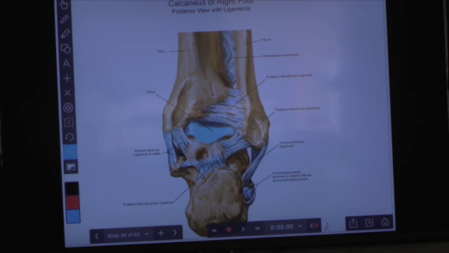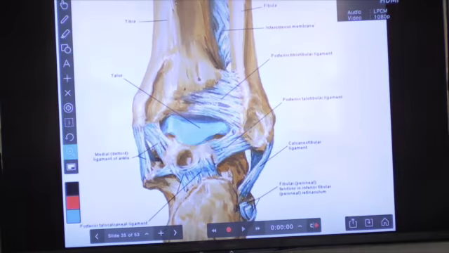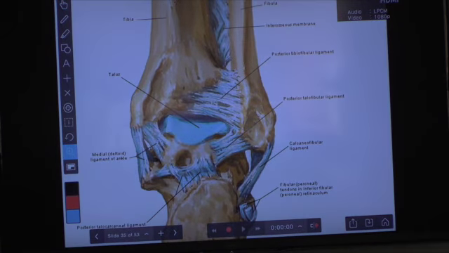Okay, so those are the muscles. The ligaments here, you can guess these ligaments. You can guess the ligament between the tibia and the fibula that's posterior will be posterior tibiofibular ligament.